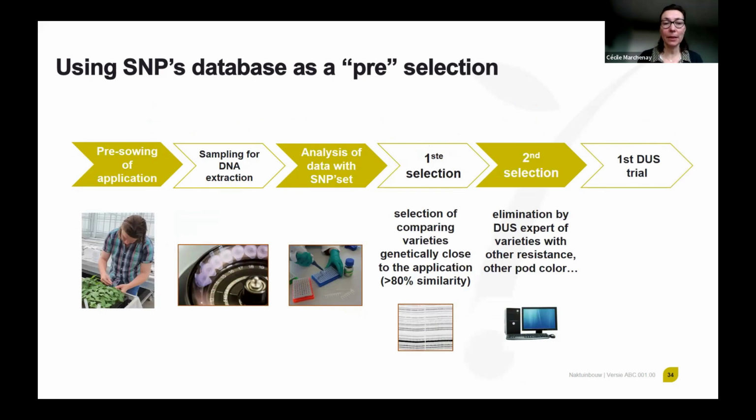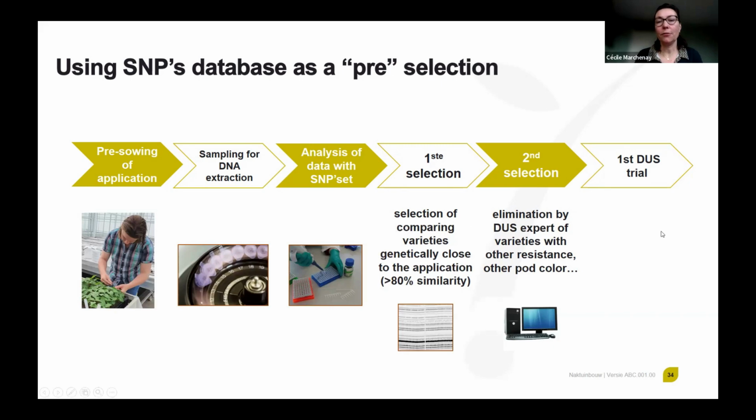Here is an overview of what happens when we use this pre-selection. It starts with receiving the application before the DUS trial, just very short, maybe 3 weeks. Then DNA extraction, analysis with the SNP set, and then the first selection will be just on paper, selecting the comparing varieties on a genetic basis. And we are now hopefully close to 80% similarity, but this is something we still need to finalize in this project. When we make this first selection based on genetic similarity, the result will be given to the DUS expert to check if there are varieties selected which could be deleted from this selection, maybe based on a resistance which the SNP set would not have detected.